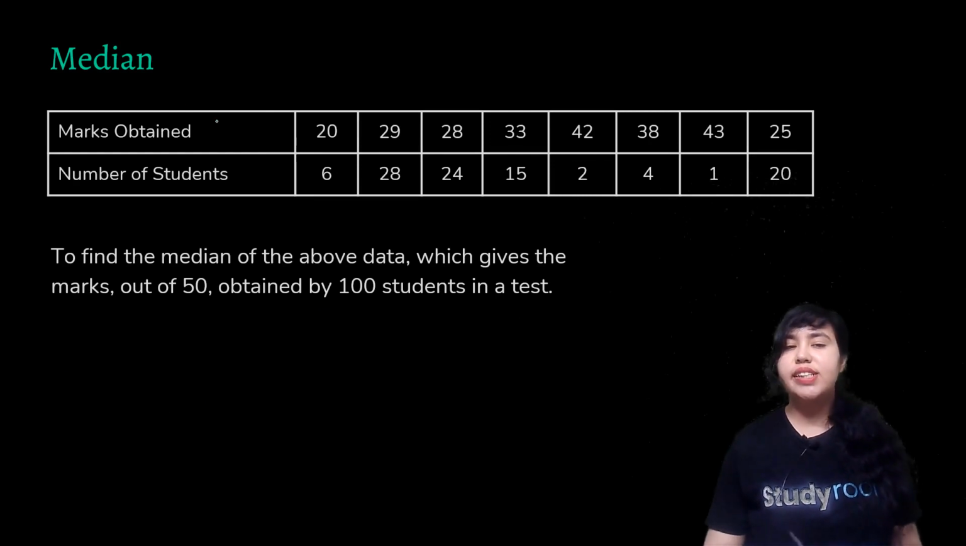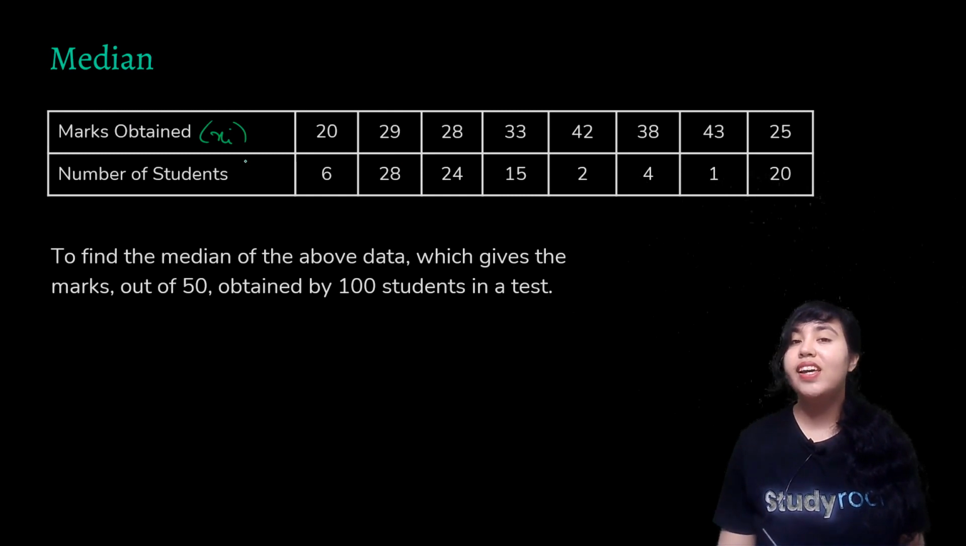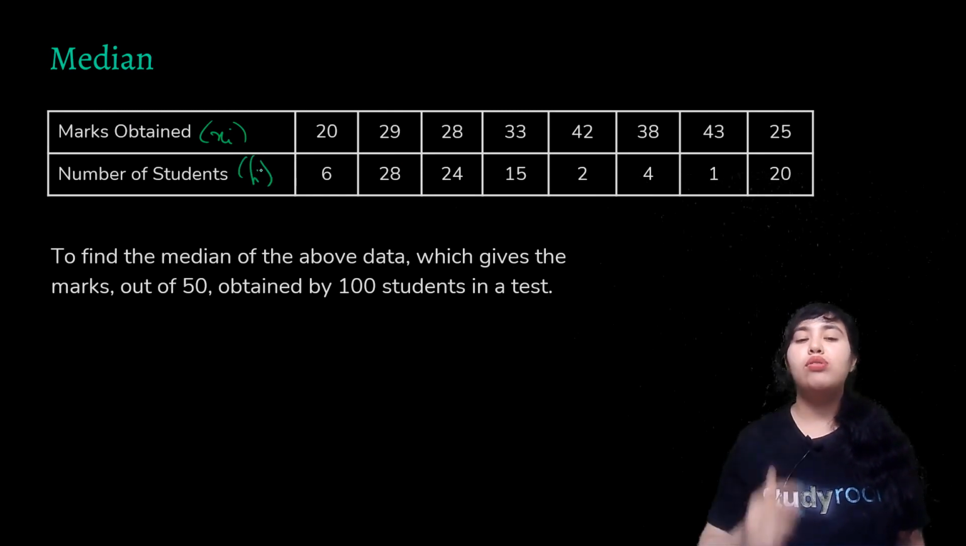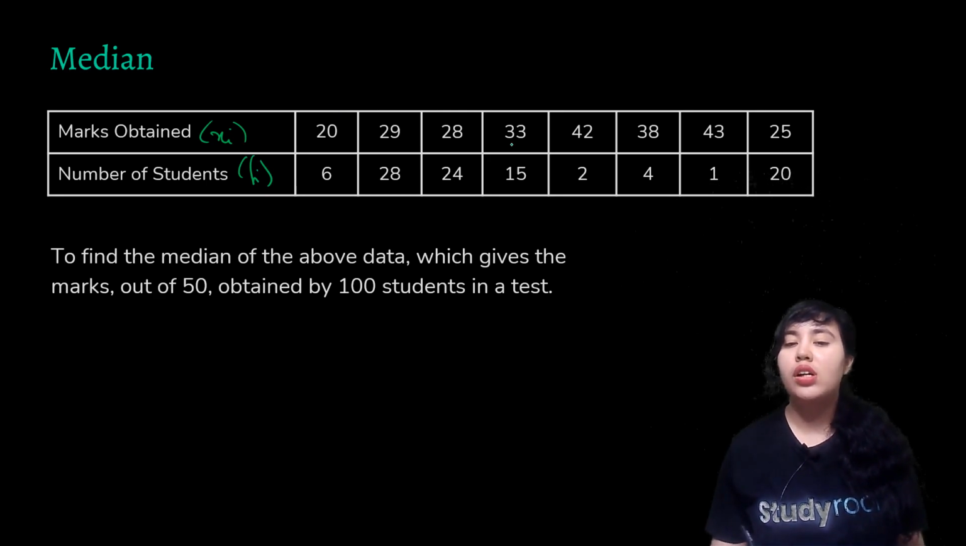So what is this data? Is it ungrouped or is it grouped? Well, that is ungrouped because here no class intervals are given to you. So you've been provided with the marks obtained, so that will be your xi, and the number of students will be fi. So you have to find out the median of this data, and here we've been given marks out of 50 and the total number of students is 100. So first of all, just check if it's in ascending order. So the data is not in ascending order. So first we'll arrange it in ascending order.